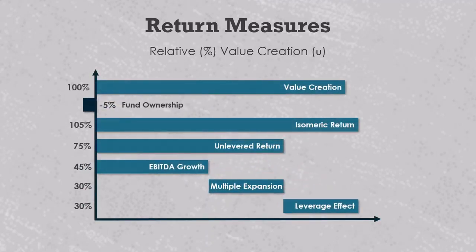Here, total value creation is always 100%, and the chart makes it clear that EBITDA growth and multiple expansion add up to the unlevered return, and the leverage effect adds up to the isomeric return, and the isomeric return and fund ownership impact add up to the GP's gross return.